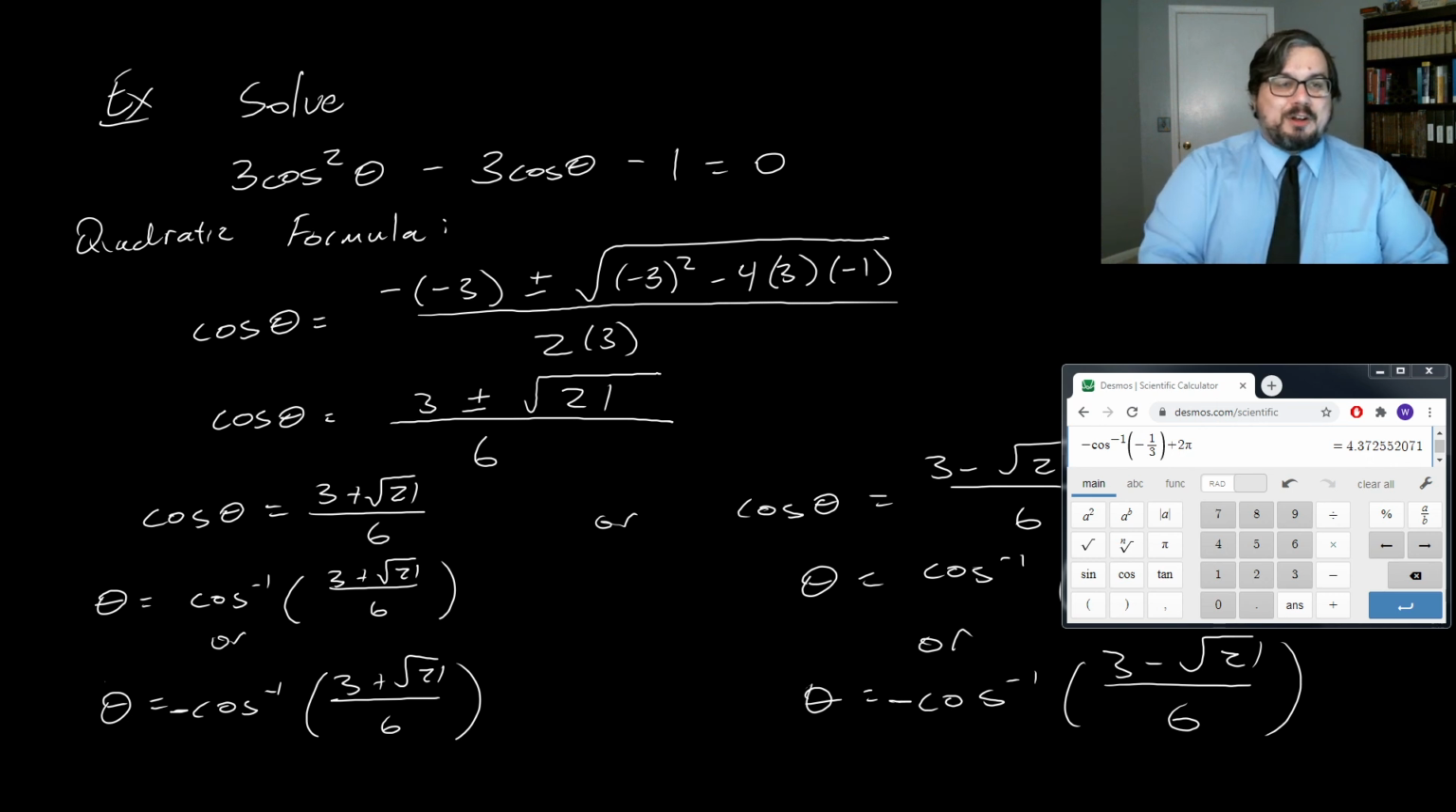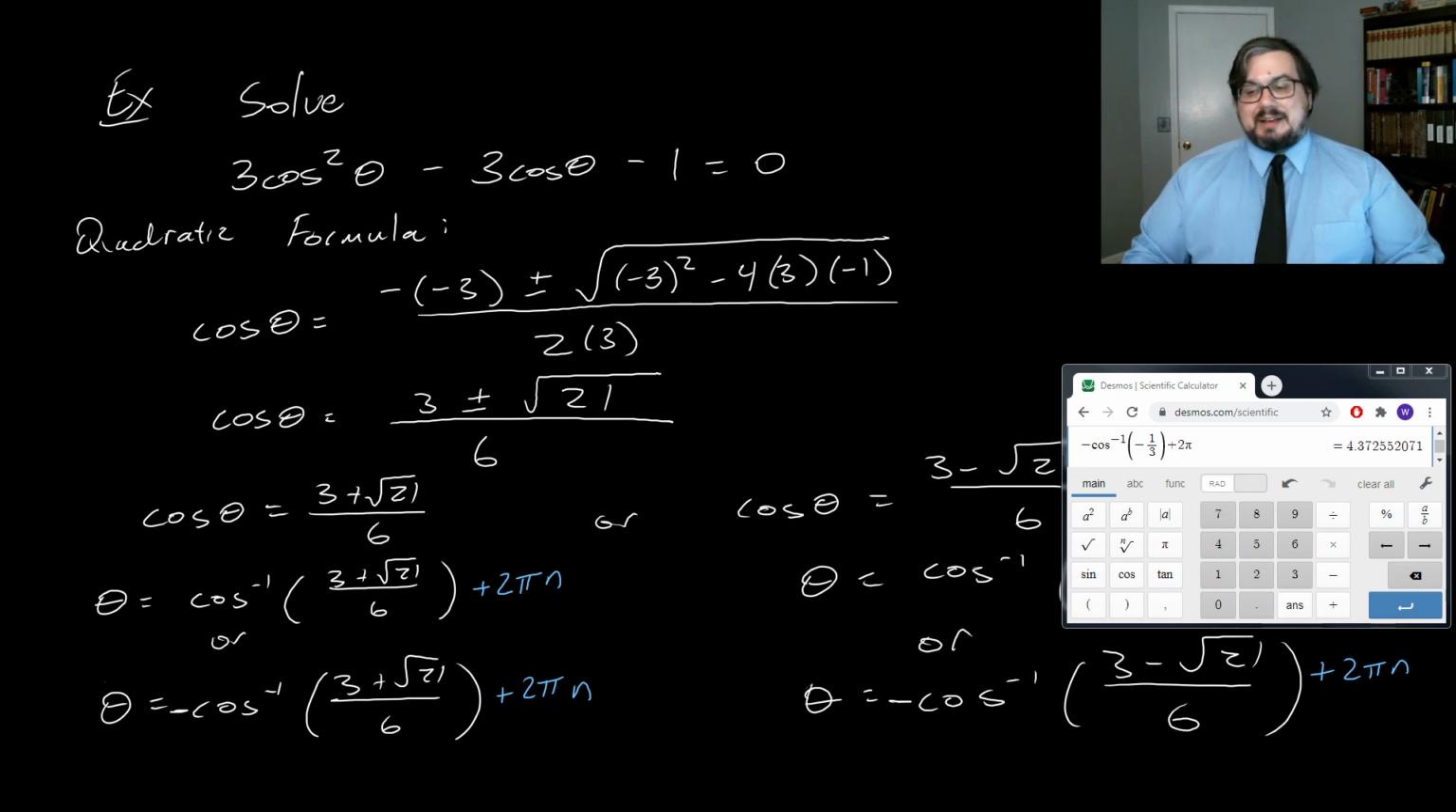But then of course we still aren't quite done, because we can plug these into the calculator, get numbers out of it, and those will give us solutions all within the one cycle around the circle from negative pi to pi, but then we need to add 2 pi n to get all the solutions. So in this case, we're going to get 4 infinite families of solutions to this equation, assuming that all of these numbers, 3 plus square root of 21 over 6, 3 minus square root of 21 over 6, are all between -1 and 1. Frankly, I'm a little suspect of this 3 plus square root of 21 over 6 here.